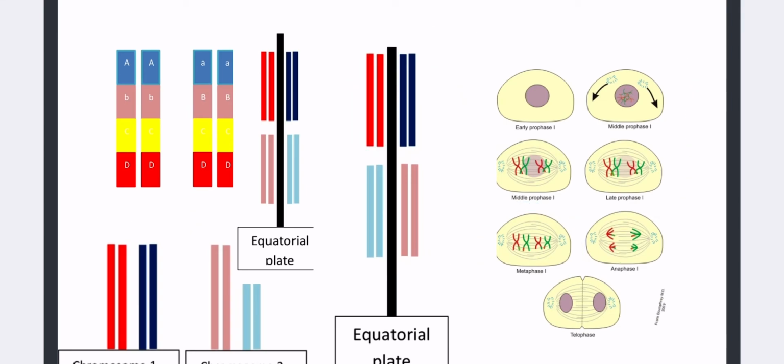So the independent assortment is how they're lining up relative to the equatorial plate. And which one ends up on which side of it is completely independent of the way the next one lines up on that equatorial plate, which is completely independent of which way the third one ends up along the equatorial plate, etc., etc. So you've got 23 opportunities for various combinations.